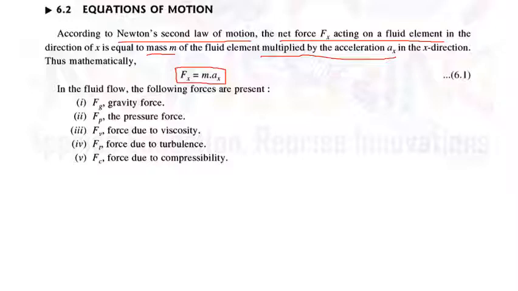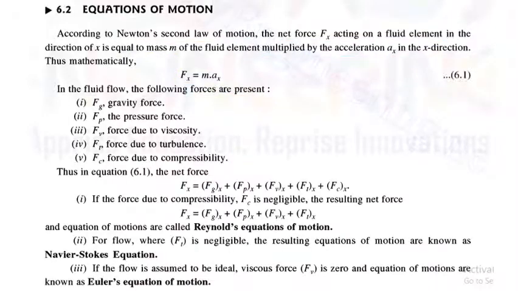So in fluid flow, the forces present are the gravity force, the pressure force, the force due to viscosity, turbulence and compressibility. So the force acting on a fluid element is the resultant of these five forces. And the resultant of those forces is equal to mass multiplied by acceleration. So the resultant of all these forces is Fx, and if we sum the forces we will get Fx.